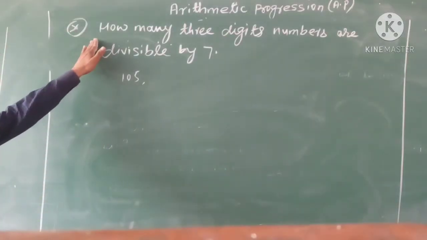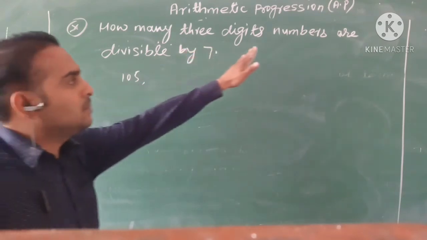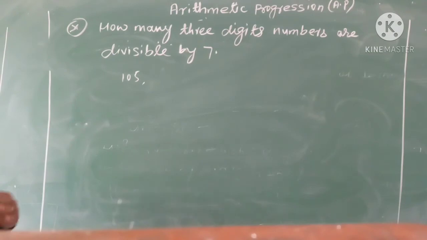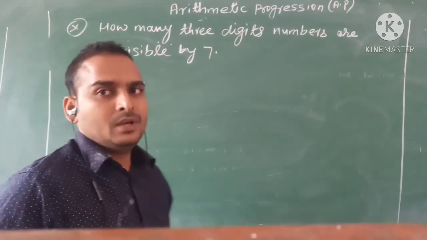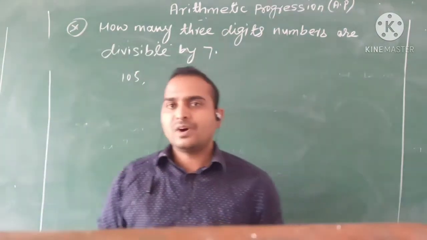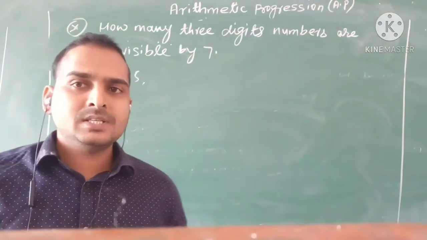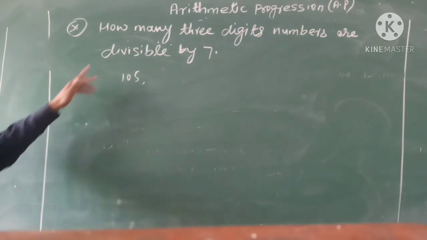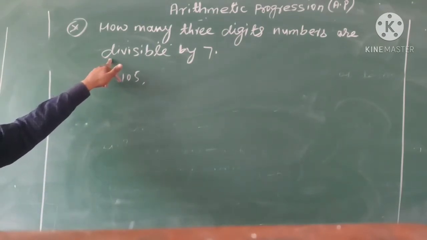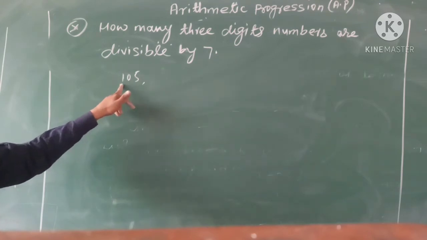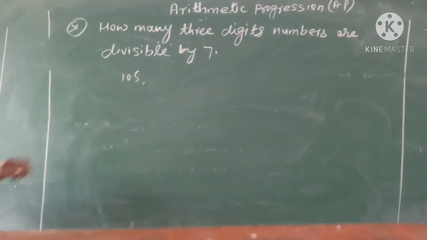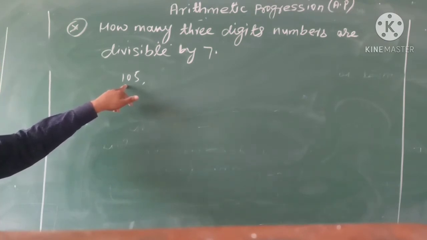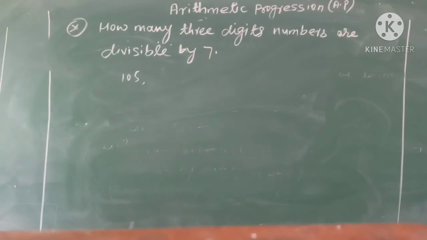Next problem is: how many 3 digit numbers are divisible by 7? First of all, we will have to make an AP, and after that we will find its first term, common difference, and then the thing that is given. 3 digit numbers that are divisible by 7. The first 3 digit number is 105, since 7 times 15 is 105.